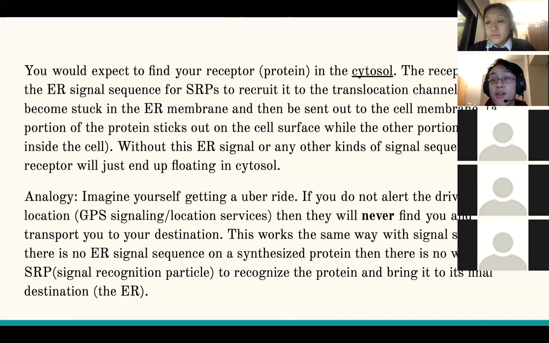And so if the ER localization is recognized first, the protein will be inducted into the rough ER. And as we said before, once you're in the endomembrane system, you're basically in there forever. You're either in there somewhere or you get secreted.